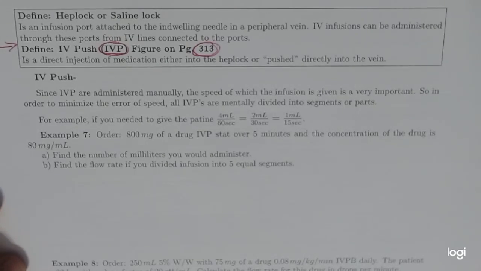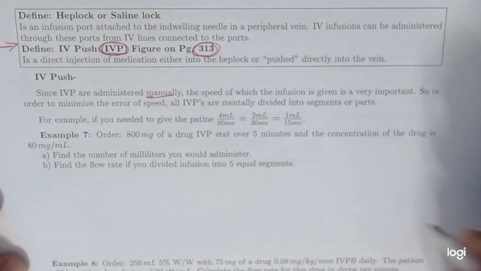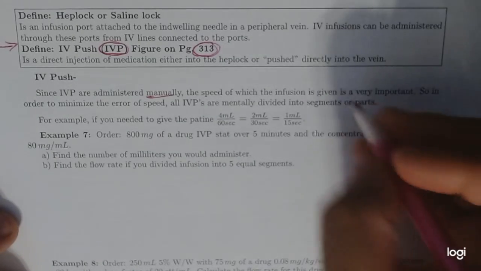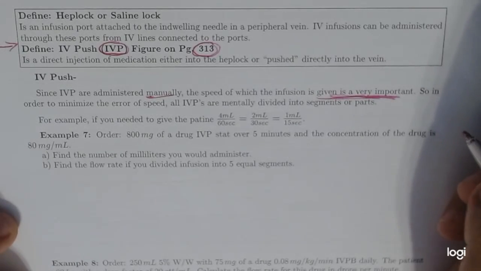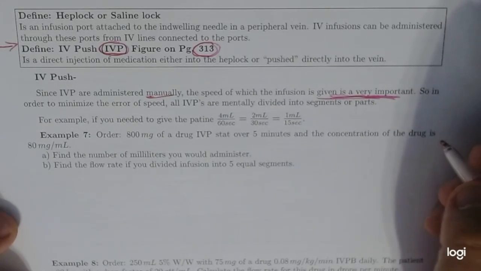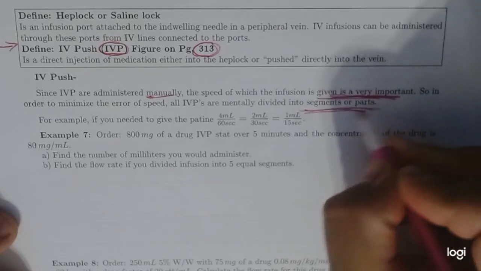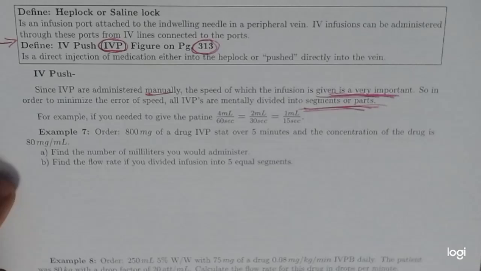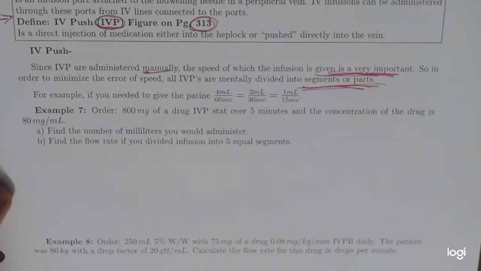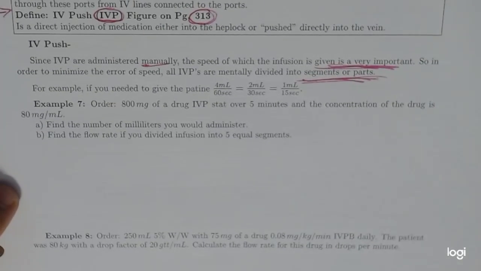Okay. Since IV pushes are administered manually, the speed at which the infusion is given is very important, which is key, right? You don't want to go too fast or too slow with the medication. So in order to minimize the error of speed, all IV pushes are mentally divided into segments or parts, which is the key thing, right? For instance, if you had to give someone some fluids over a minute, you may just go every 10 seconds, right? Make it easy for yourself. 10, 1, 2, 3, 4, break it down, much easier to count. You don't want to forget what your number is in the middle and be like, oh crap, what number was I on, right? So it makes it easier if you break it down to simple functions.